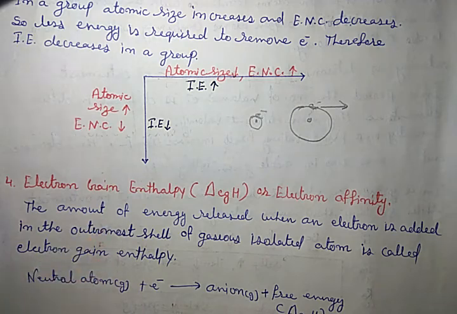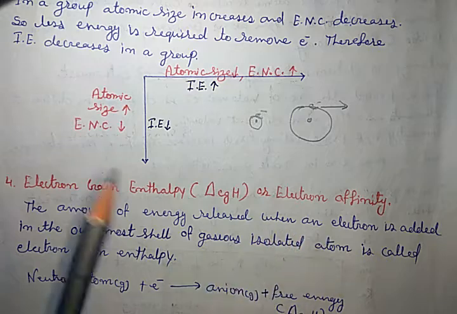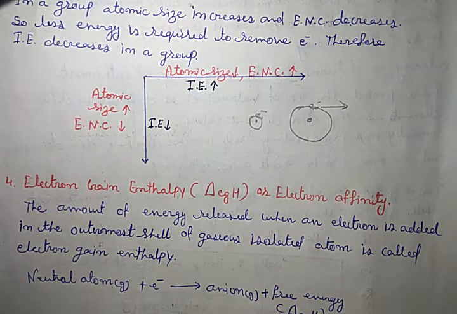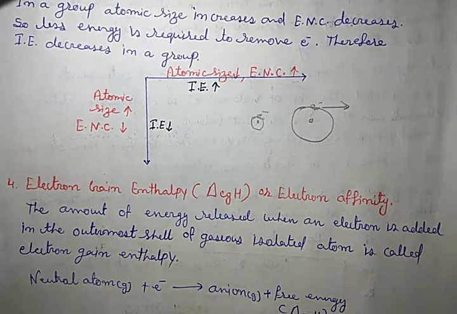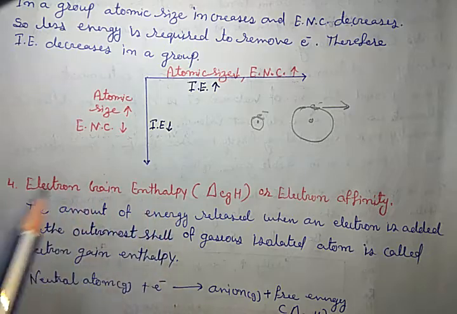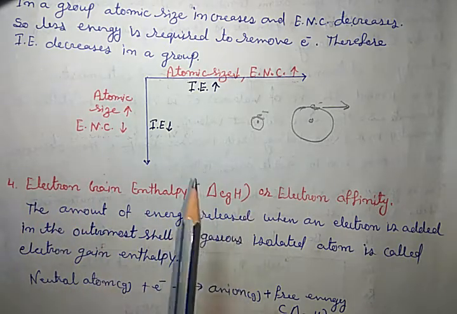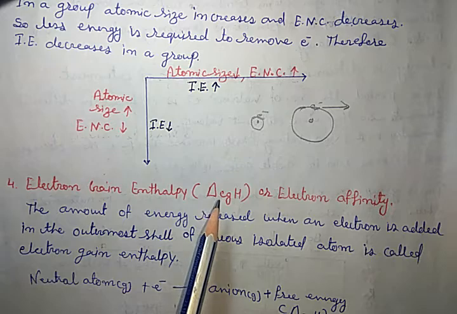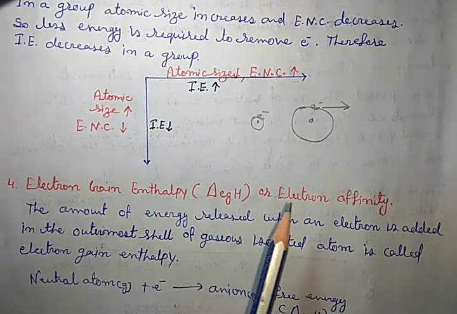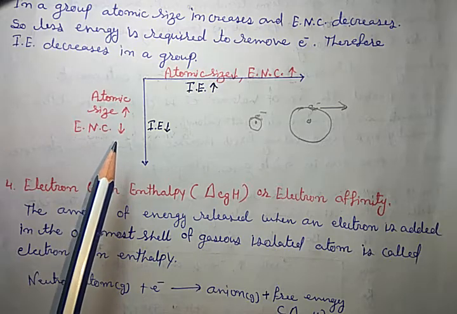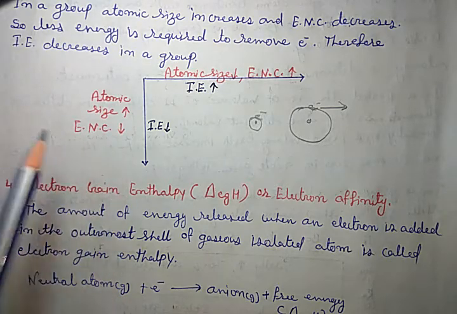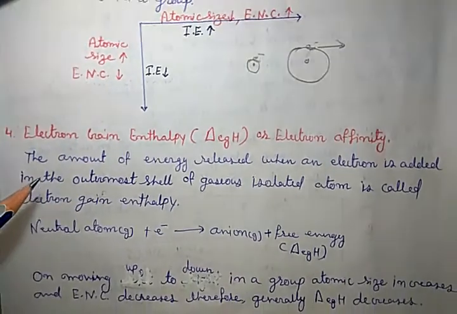But let me clear you, there is a difference between electron gain enthalpy and electron affinity. Up to class 10th, 11th, 12th, we can consider both of them as synonyms, but there is a difference. Electron gain enthalpy is related to the gaseous isolated atom, but electron affinity is just for a neutral atom, no matter whether it is a solid, liquid, or gas. Now, what is electron gain enthalpy?